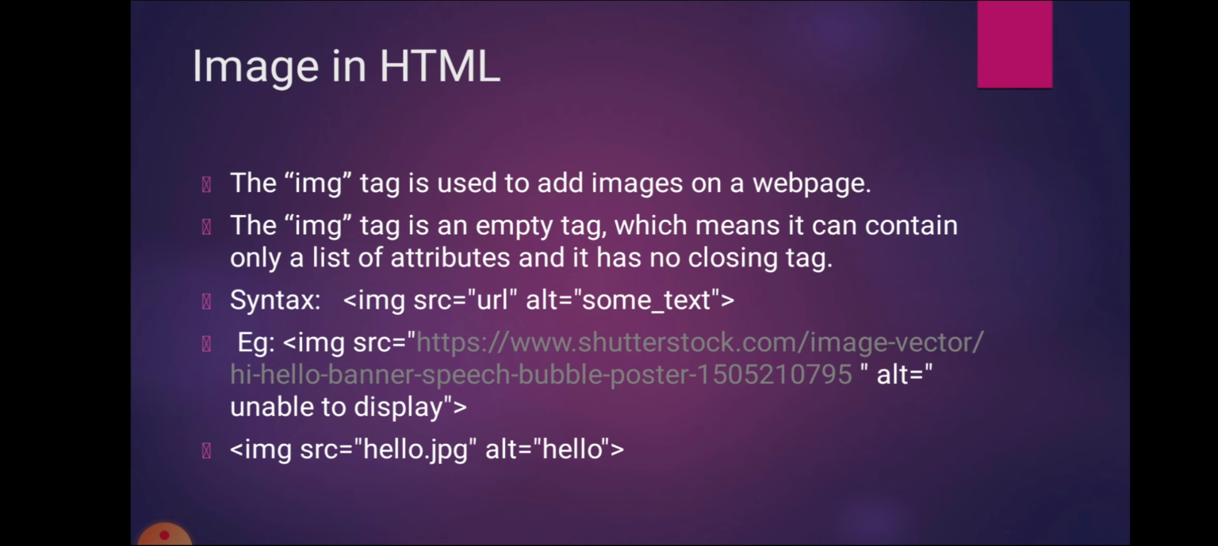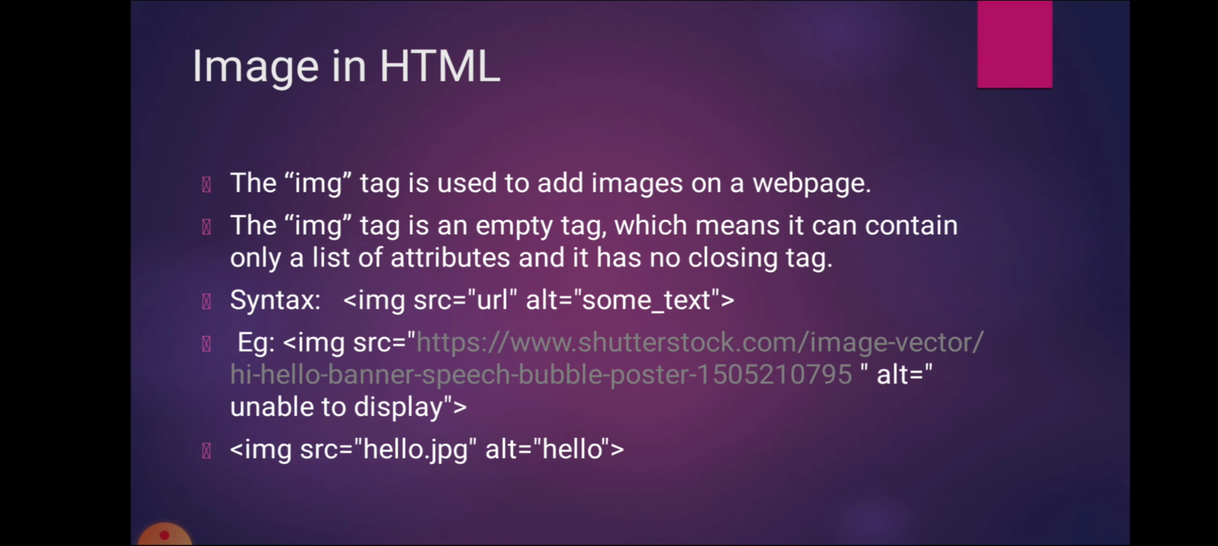The first example is img src. Here we have added one URL of a Shutterstock image. That URL is already given. Src is equal to, in double quotes, that URL. Alt is equal to unable to display, and bracket close. That means if the source is unable to locate that image or unable to add that image on the web page, then the alternate text, that is the unable to display text, is displayed in the place of the image.